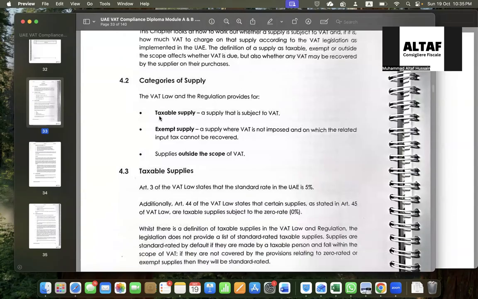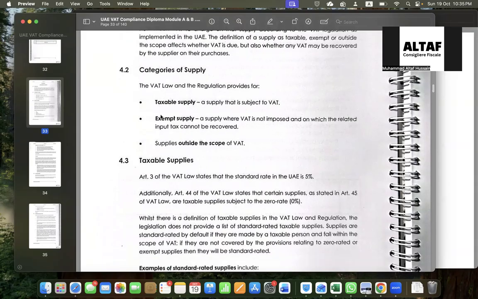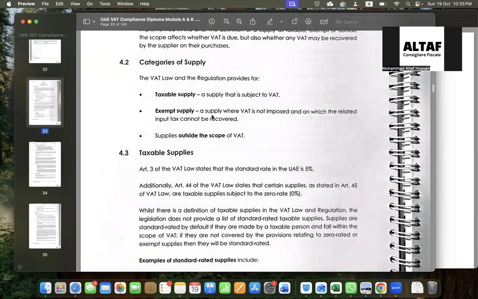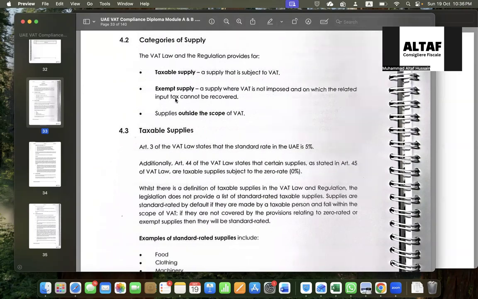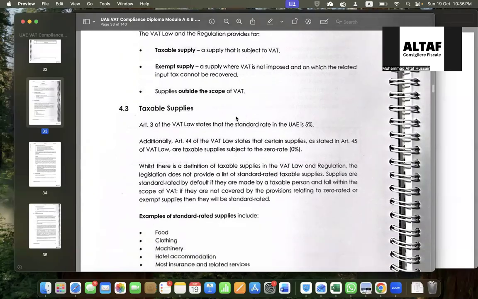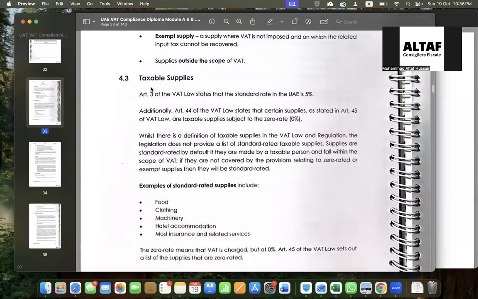Basically, there are three categories in which transactions are split. The first one is taxable supplies, a supply that is subject to VAT. Then there is the exempt supply, a supply where VAT is not imposed and on which the related input tax cannot be recovered. And then there are supplies which are outside the scope of VAT. You could also call them transactions which are outside the scope of VAT. Now, one by one, we will quickly address these.